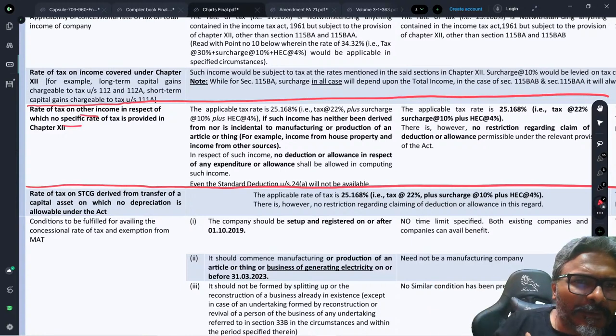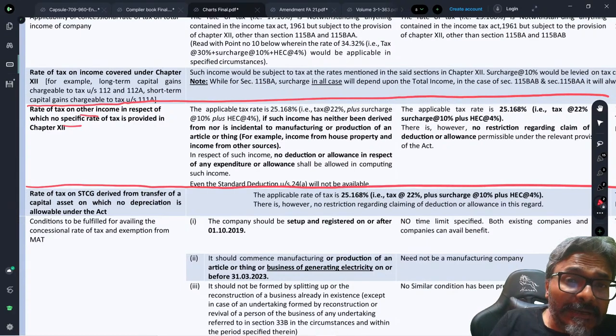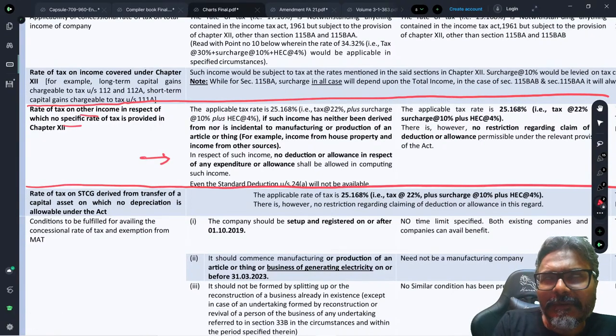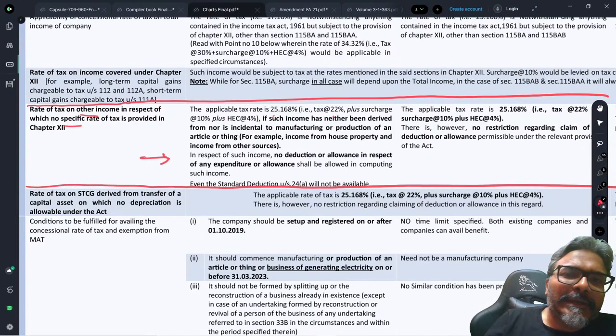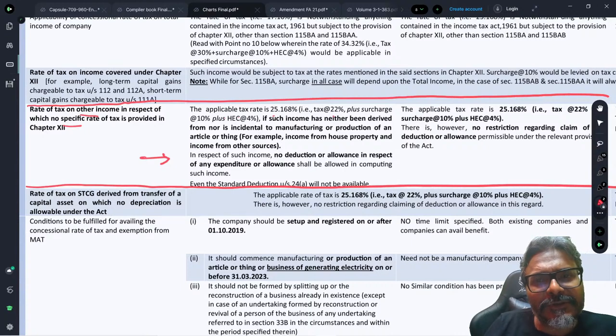Dividend income received by a domestic company has no special rate of tax, so whatever is the normal rate applies. Now, if I have opted for 115BAB, students, be careful on this one. Then on this particular income, that is dividend income, the applicable rate would be 22% plus flat 10% surcharge plus flat HEC of 4%. So the effective rate becomes 25.168%, if such income has neither been derived from nor is incidental to manufacturing or production of an article.